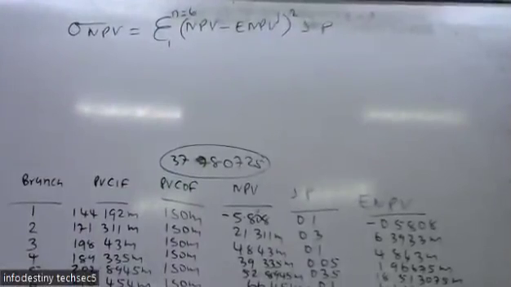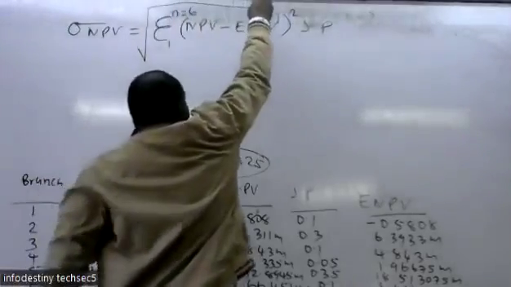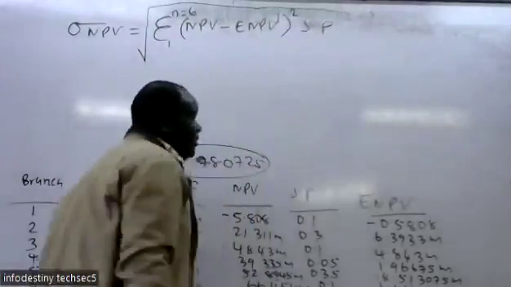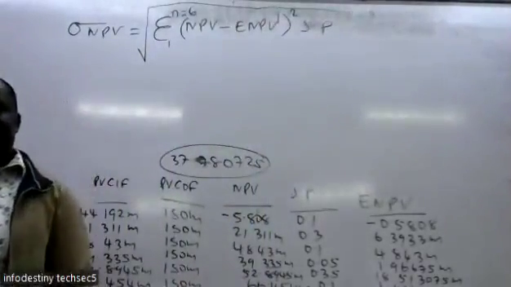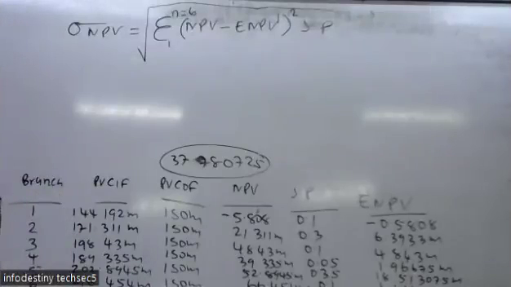So to calculate the standard deviation of the NPV, we shall get the summation from the first branch to the last branch. So the last branch is meant to be 6. NPV minus expected NPV, you square, multiplied by the joint probability. Then we shall be coming up with the square root for that.